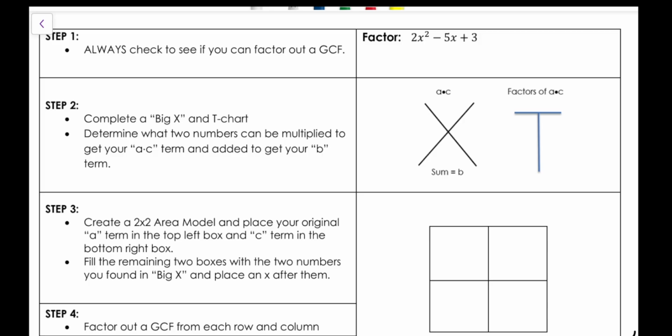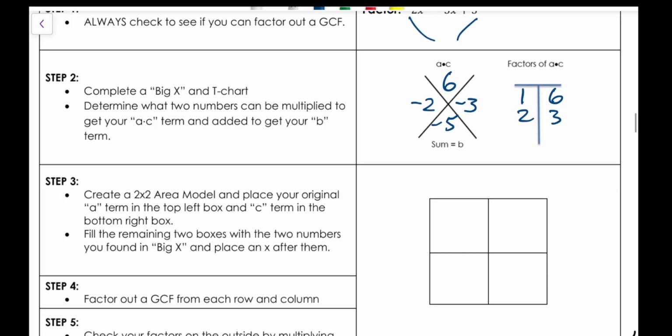So is there a GCF? No, not in this problem. So the big X is take the first number times the last number, put that on top. Put the middle number on the bottom. Take factors of the first, or the top, 6. So 1 times 6, 2 times 3, and that's about it. Now, is there a way that you can multiply and get a positive 6, but add and get a negative 6? And the answer is yes, you can, if you use negative 2 and negative 3.